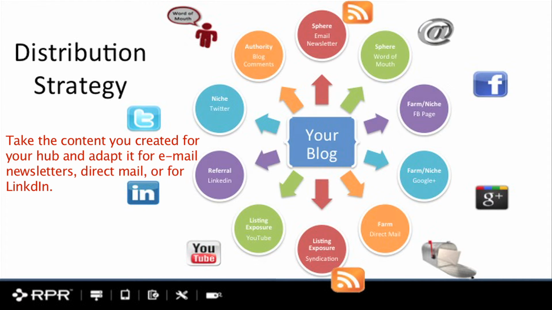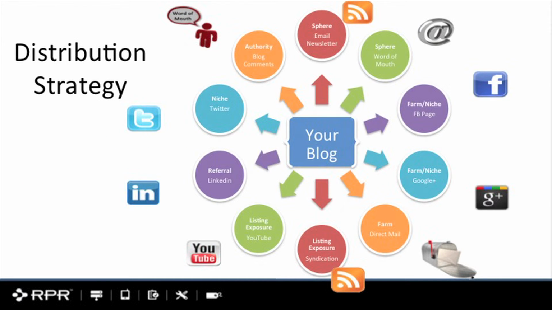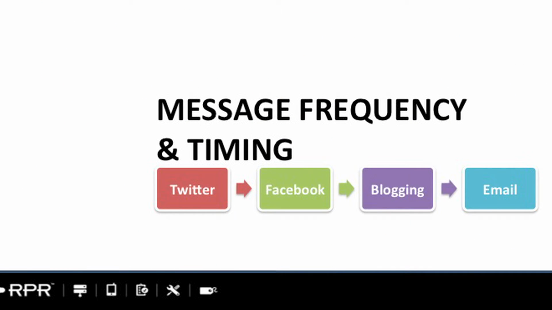Maybe you've got an email newsletter that goes out. That's where you can take that blog post that you created, or that content from your hub, and you can adapt it for an email campaign. Okay? You can use that same content in direct mail, in referral through LinkedIn. Again, it's got a content stream where people can go in and they can share what they're up to. So think about this slide, and make sure that if you start to take part in social media, you have your hub dialed in first.